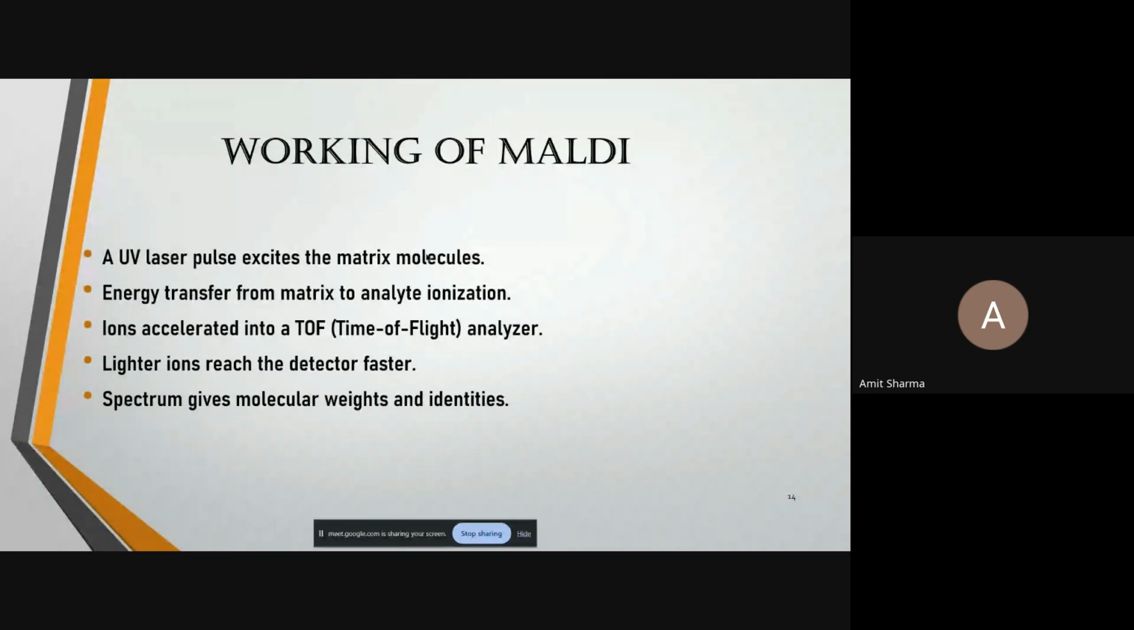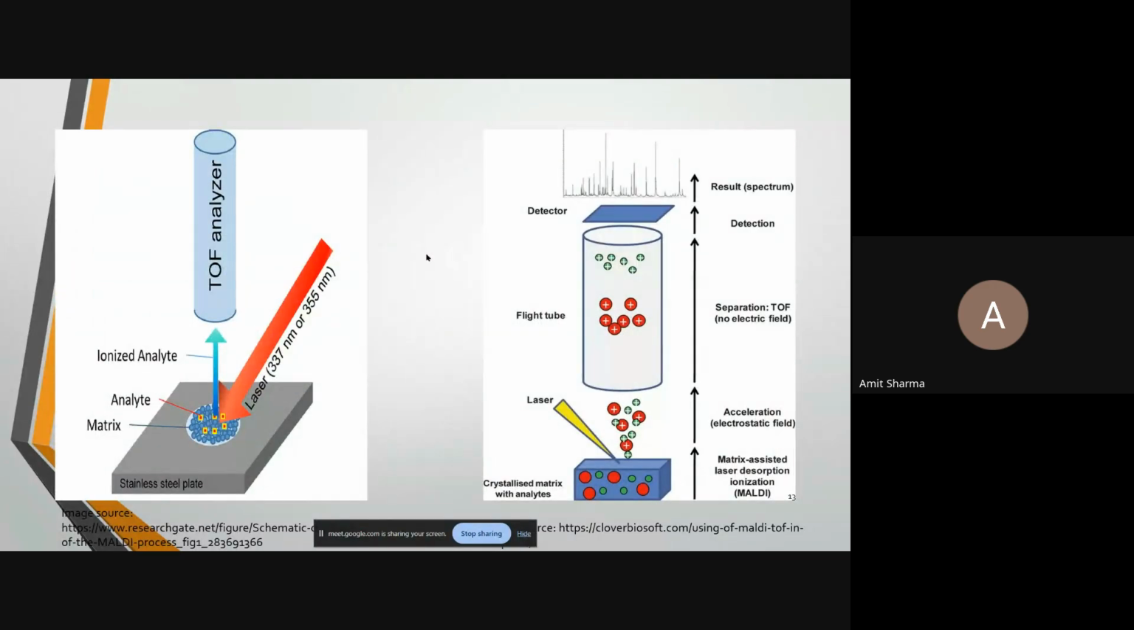Now, this mixture of sample and matrix is placed on a metal target plate, as we can see here, and it is crystallized. Because of this crystallization, the sample molecules and the matrix combine with each other and form a mixture. And the ratio of this mixture is, for one part of sample, we have 10,000 parts of matrix. So the ratio of sample to matrix is 1 to 10,000. So this is how the sample is prepared.